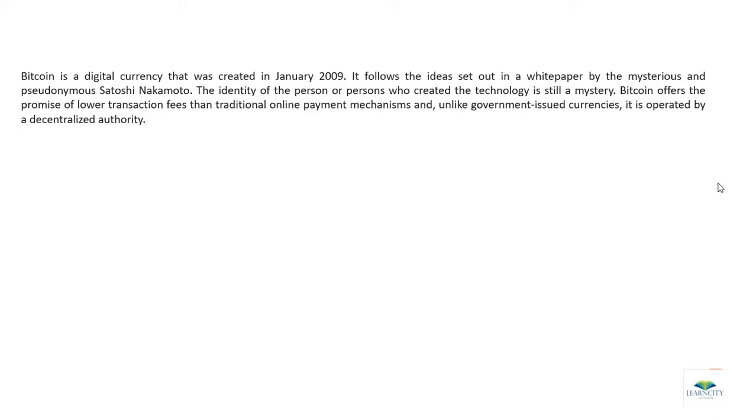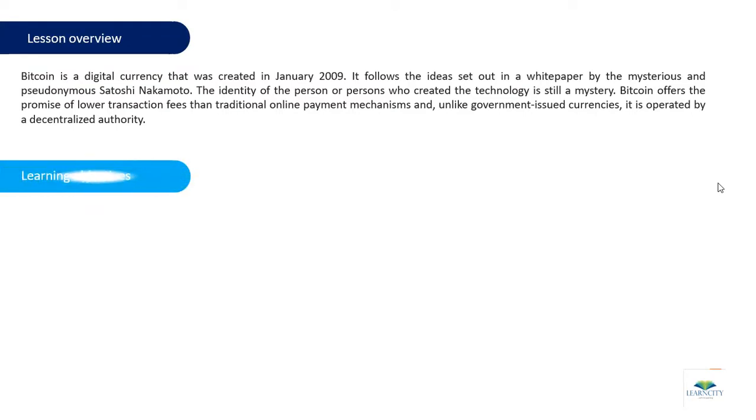Bitcoin offers the promise of lower transaction fees than traditional online payment mechanisms and, unlike government-issued currencies, it is operated by a decentralized authority.